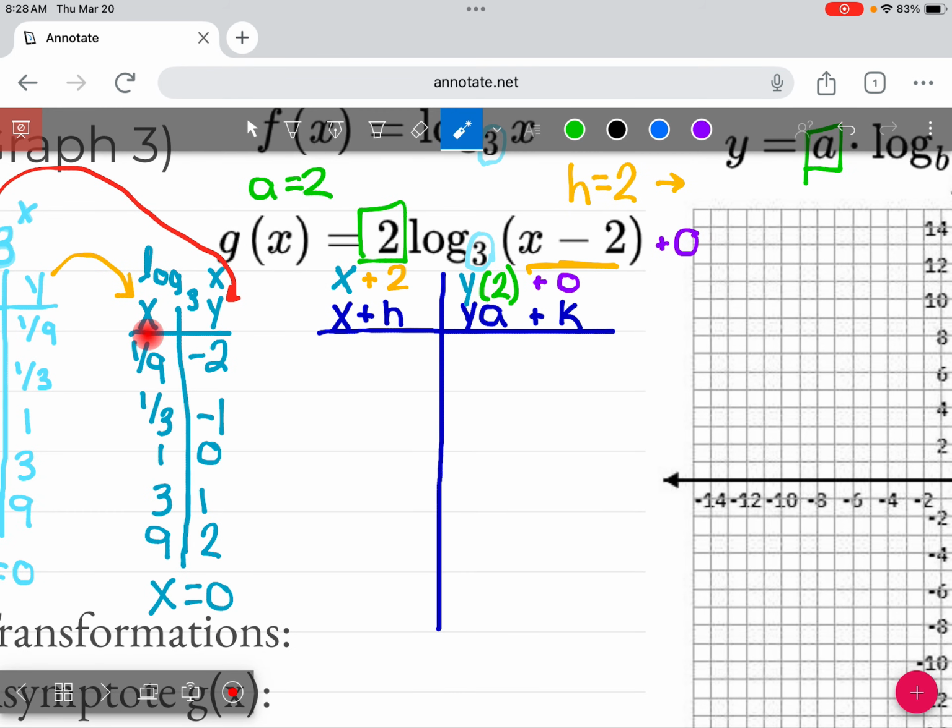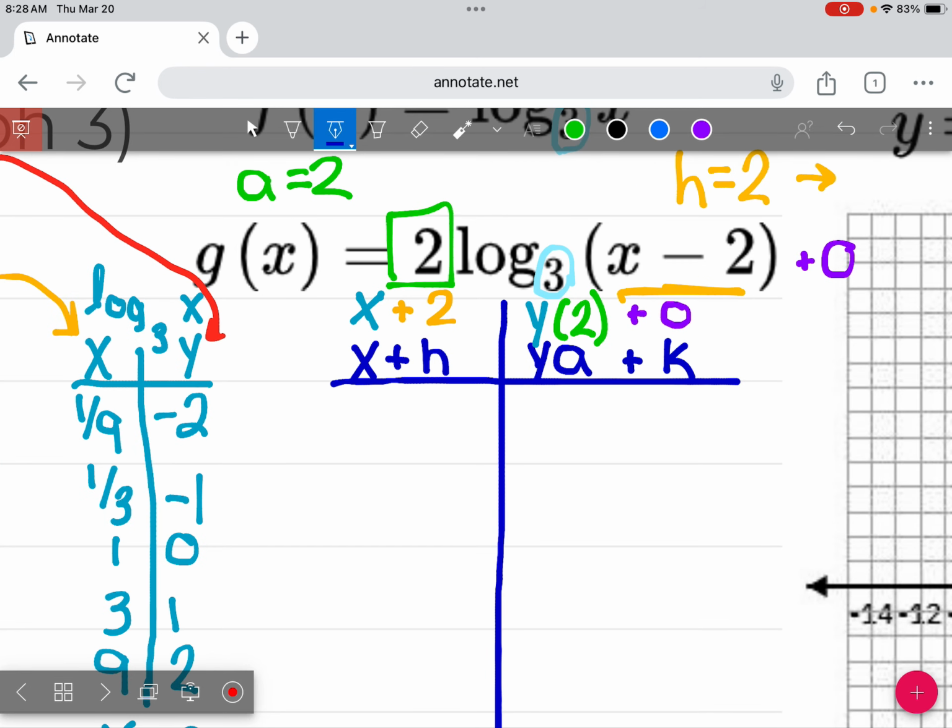So what we're going to do to get our points to graph, we are going to take our x values from our log, and we are going to add our h. So I'm going to take all these x's, and we are going to add 2. So my 1/9 plus 2. We can do it in the calculator. We can do it, honestly, when it's plus, it's not brutal, because 1/9 plus 2 gives me 2 and 1/9. If you are a decimal person as opposed to a fraction person, that's 2.1 repeating. So same vibe, 2 and 1/9 or 2.1 repeating.